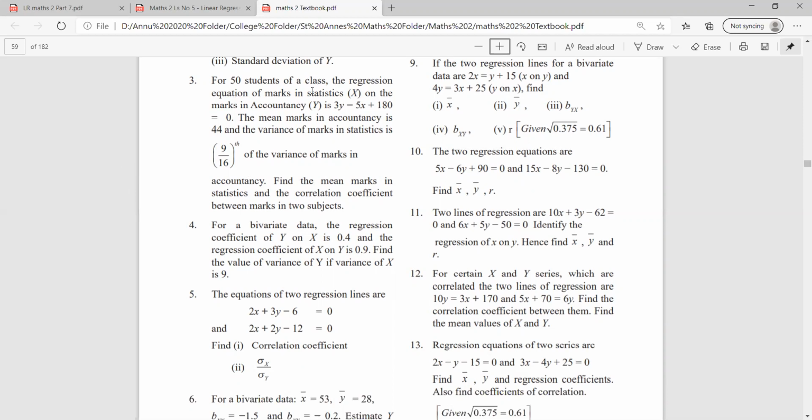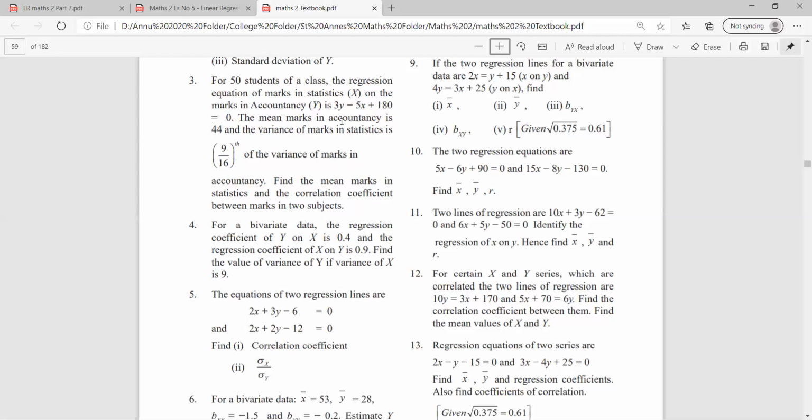So for 50 students of a class, the regression equation of marks in statistics x on marks in accountancy y is given to be as 3y minus 5x plus 180 is equal to 0. So class, as you can see over here, in the first line you are given two things, that is n is equal to 50. And also you are given regression equation of x on y. The mean marks in accountancy is 44 and variance of marks in statistics is 9 upon 16th of the variance of marks in accountancy.